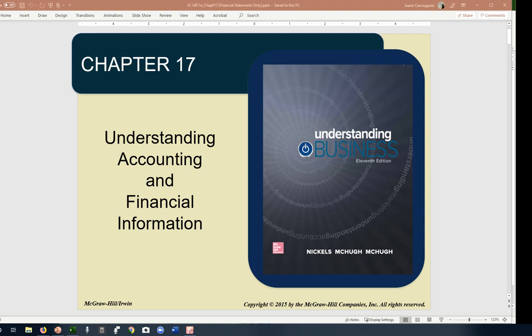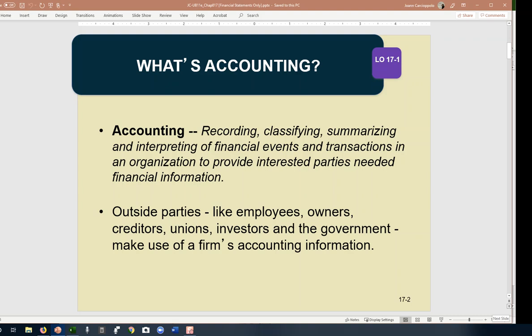It's important to understand the major purposes of accounting. They include helping managers make well-informed decisions and reporting the financial information about the firm to interested stakeholders. Before we get started on this assignment, this hands-on activity, I want to ensure you understand what accounting means. The textbook definition of accounting is the recording, classifying, summarizing, and interpreting of financial events and transactions in an organization to provide interested parties the needed financial information.